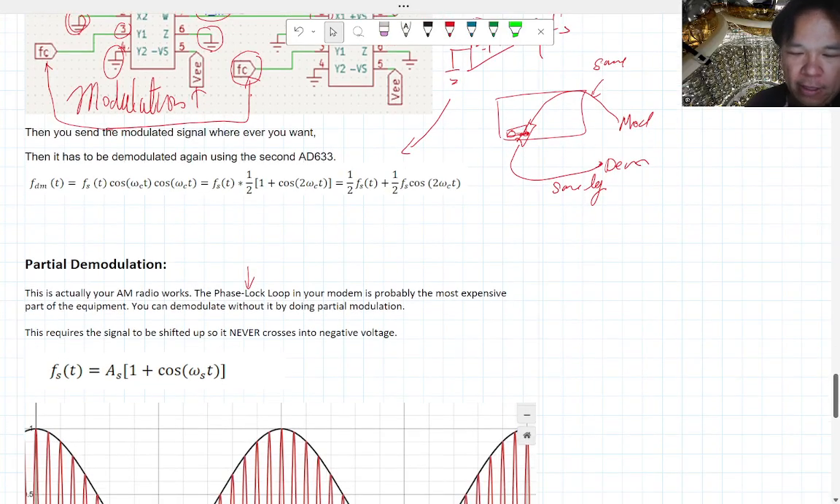So in order to do partial modulation, both the modulator, the sender, and the receiver have to agree on something. This is more of a one-way communication where the radio station will send the information, and on the other end, all you're doing is receiving. So your television and your radios all kind of work like this. This only works for one-way communication. In order to do two-way, you need to do the full modulation.